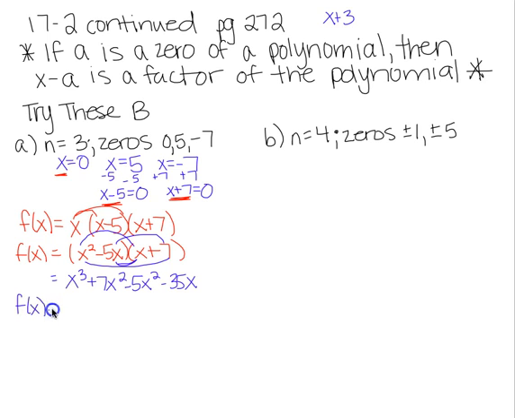And then the last thing to do is to combine like terms, which are these two. So that gives me x cubed plus 2x squared minus 35x, and that is my answer. So I have worked backwards. I started with the zeros. Now I have the original polynomial.